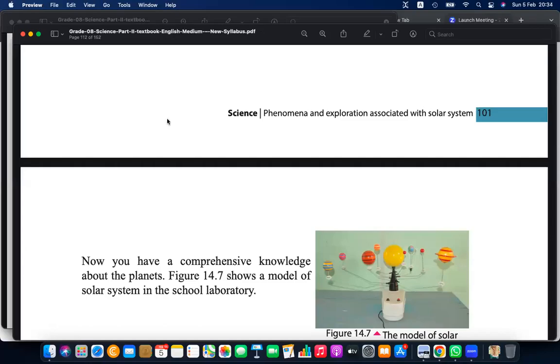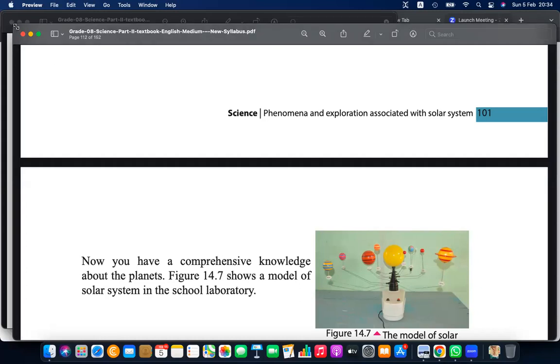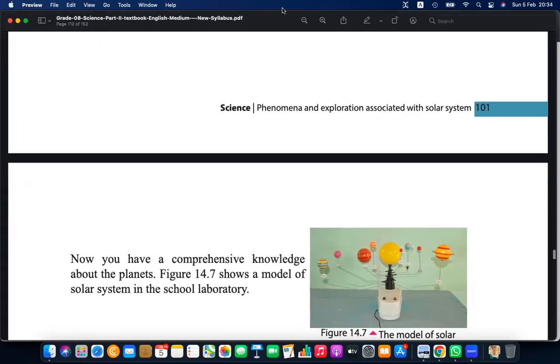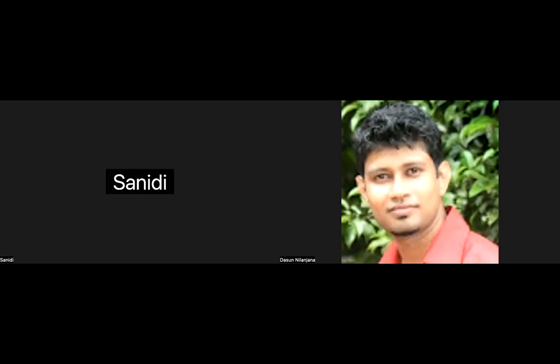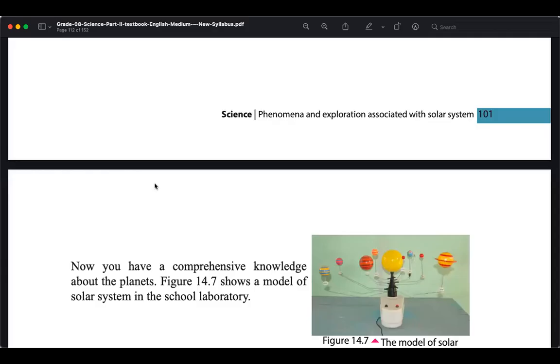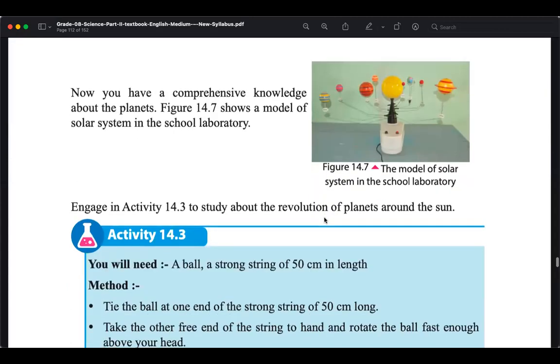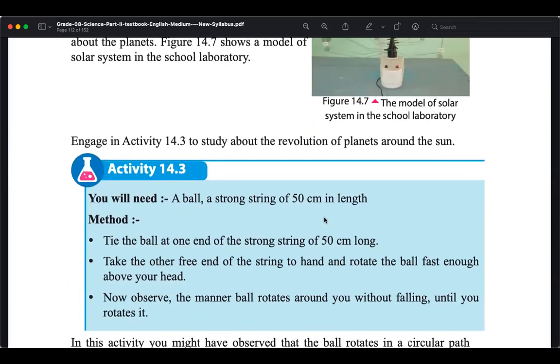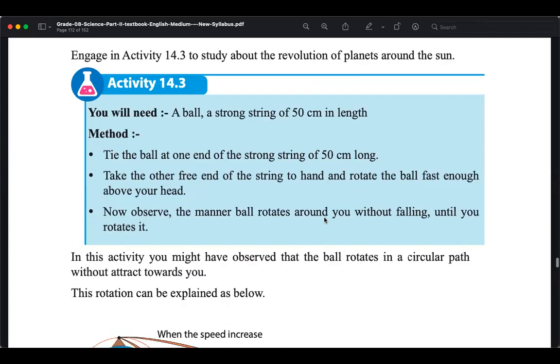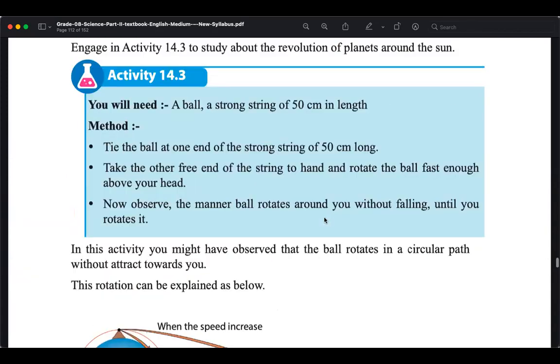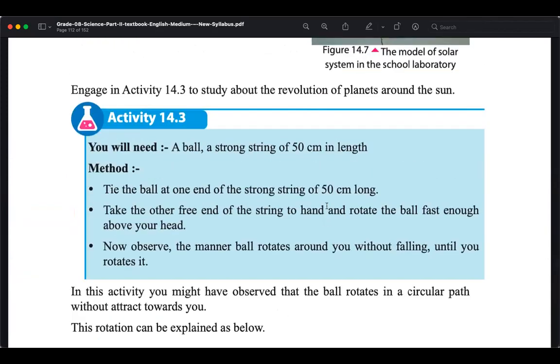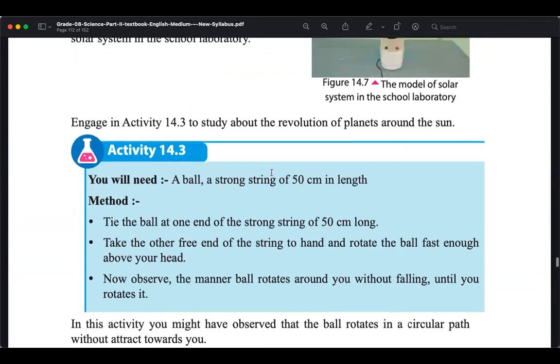Right. So we have just discussed the solar system and its basic structure, how the planets are there, their relative sizes, the distance of the planets, and how many moons there are. So likewise, we have just discussed them. And then, how this system is working, you can understand with a small practical.